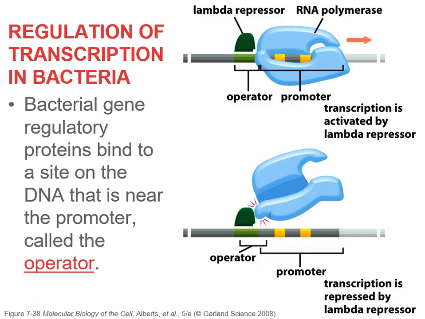Typically, the way regulation of transcription occurs in bacteria is that you have some kind of repressor that binds to a sequence of the DNA called the operator. And the operator is usually located near the promoter. So this is the promoter in yellow, that's the -35 region there, and that's the -10 region there. And this big blue blob here is RNA polymerase. Remember, RNA polymerase has to be able to find the promoter in order to know where to initiate transcription. So the operator is usually somewhere nearby.